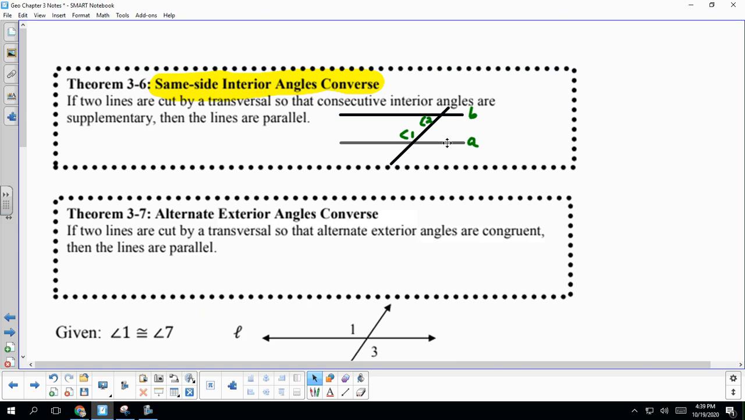So if we have line A and line B, and angle 1 and angle 2 are same side interiors, we can go ahead and say if 2 lines are cut by a transversal so that consecutive interior angles, remember that is another name for same side interior, are supplementary, then the lines are parallel. So let's write that in the math talk. If the measure of angle 1 plus the measure of angle 2 equals 180, then A is parallel to B. So if the sum of the 2 angles is 180, then our lines are parallel.